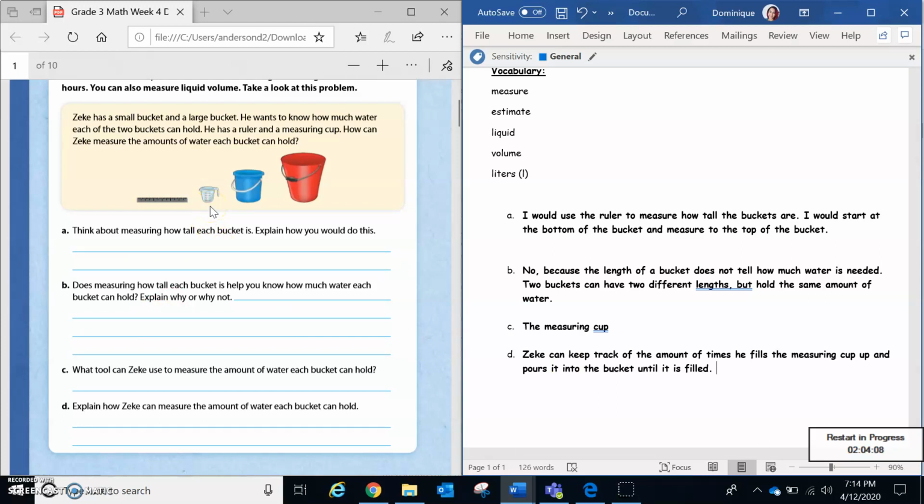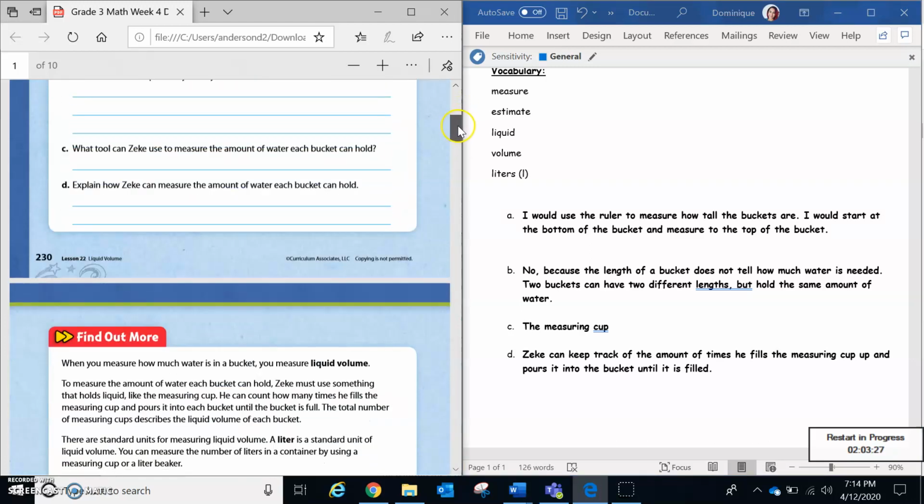So what I mean by that is, let's say this measuring cup holds 2 cups of water, okay? He fills it up, 2 cups, and he pours it into the blue bucket. Okay, that's 2 cups. Then it's not filled yet. So now he's got to fill it up again. That's another 2 cups, and he pours it into the blue bucket. Now there are 4 cups in the blue bucket. Let's say he fills it up one more time. All right, and he pours it in, and now it's filled up. So that was 3 times he had to fill up his cup, or his 2 cups. So if we count, it's 2, 4, 6, which means it was 6 cups that filled it up. That's just an example.